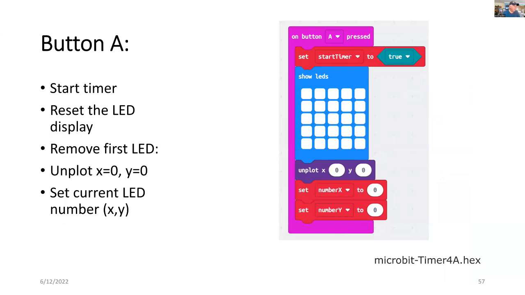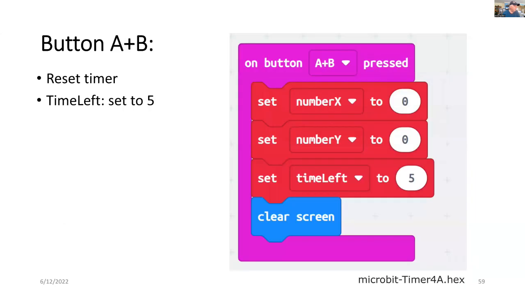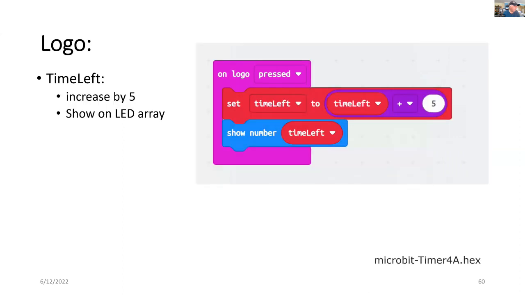And for button A, we just simply reset our LED array and the variables number X and Y, so we can then get ready to track our time. And button B just simply stops the timer. It puts it into a pause state. And if we press button A and B, we reset the timer and we clear the screen, and we're ready to go.